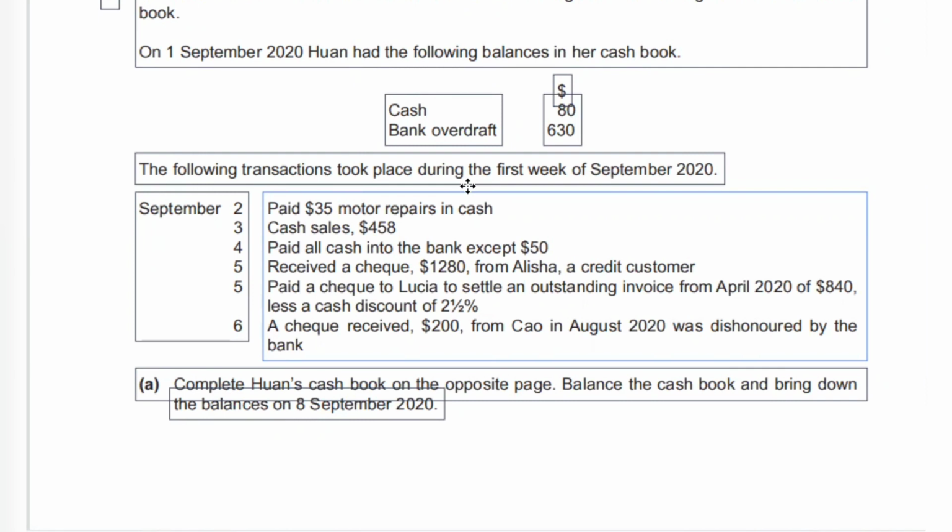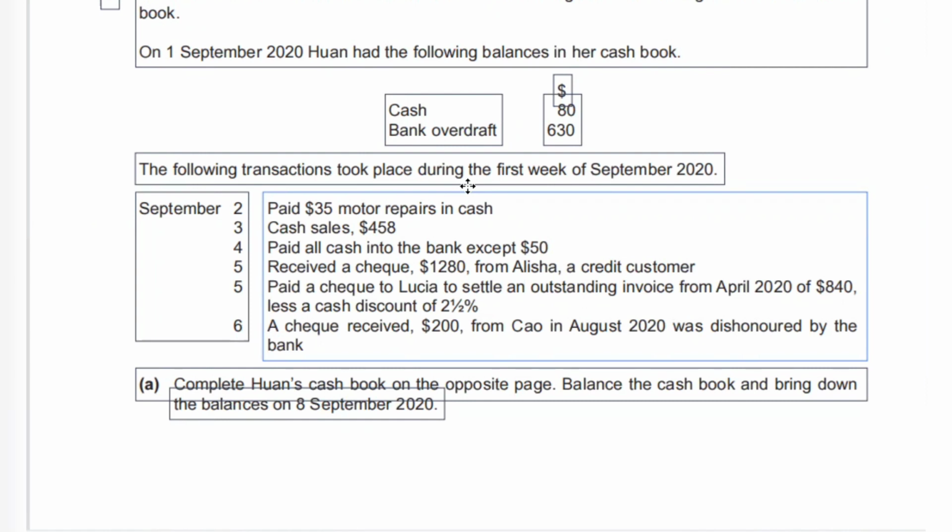Fifth adjustment is received a check of 1280 from Alicia, a credit customer. We have received a check. That means bank has increased and Alicia, a credit customer, has decreased. So bank debit and Alicia credit. So it will come under the debit side of the bank column. We'll write 1280.